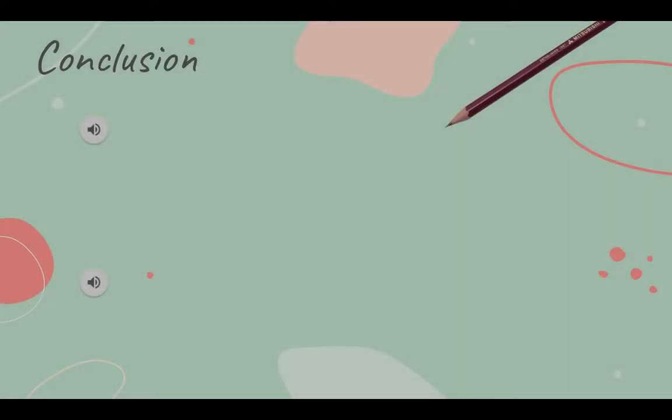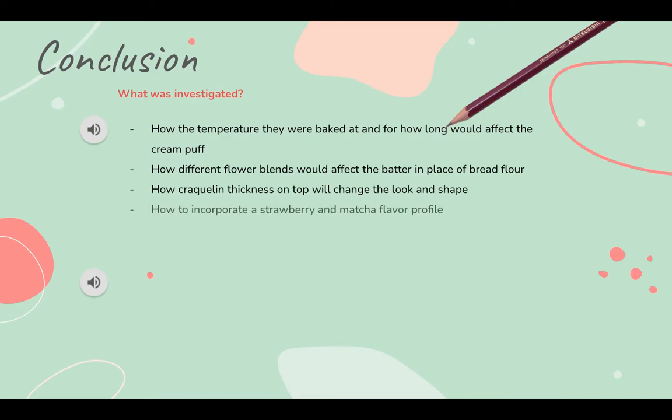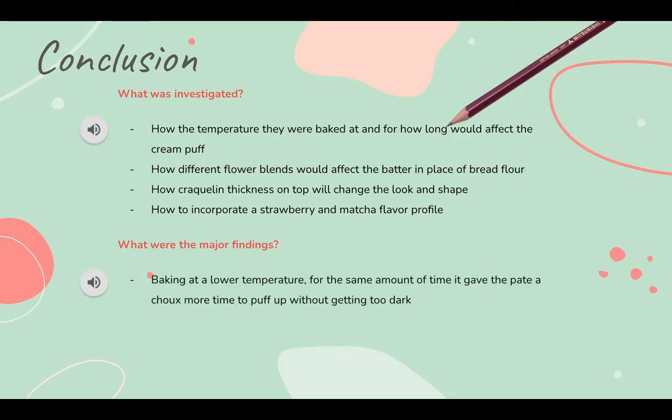We investigated which temperature of the oven in conjunction with the amount of time it was baked for to see which combinations would give us the best outcome for the dough. We also tested which flour variations would give us a good rise, texture, and taste, which cracklin thickness looked the best as well as had the best texture, and how to incorporate a strawberry matcha flavor to the cream puff. We believe our hypothesis was supported by our data. We did multiple tests and experiments with a variety of ingredients and methods to achieve what we believe to be the ideal version of our variables we chose.